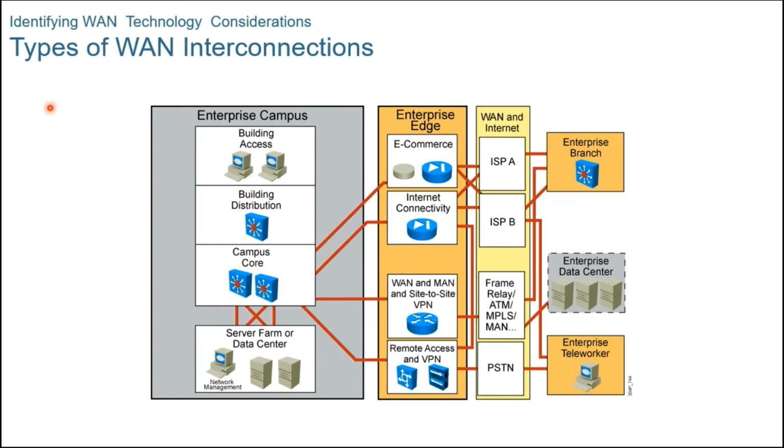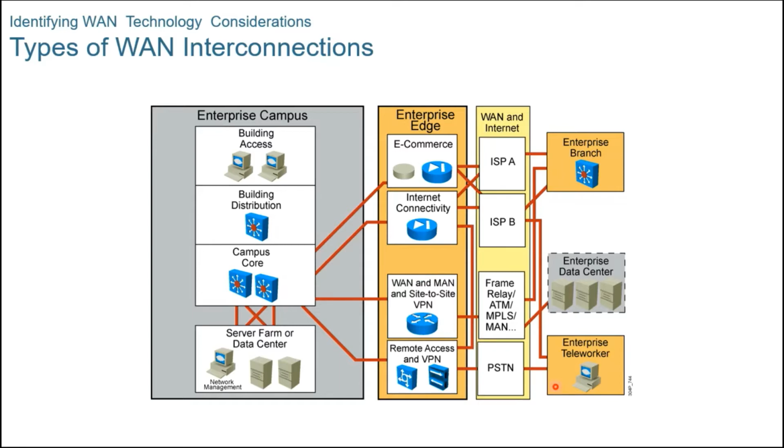WAN interconnections. Now, this figure here illustrates the way that WAN technologies connect the enterprise edge modules with the outside world, represented by the service provider network. Typically, the intent is to provide the following connections. Connectivity between the enterprise edge modules and the internet service provider edge or the ISP edge modules. Connectivity between the enterprise sites across the ISP network, and connectivity between the enterprise sites across the service provider or public switched telephone network or PSTN carrier network.